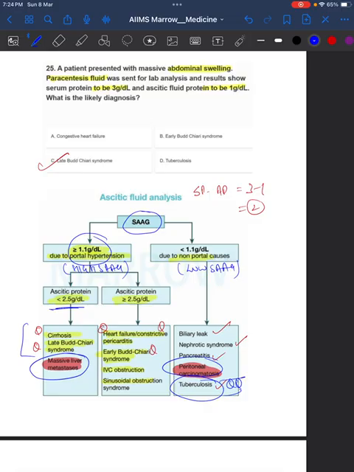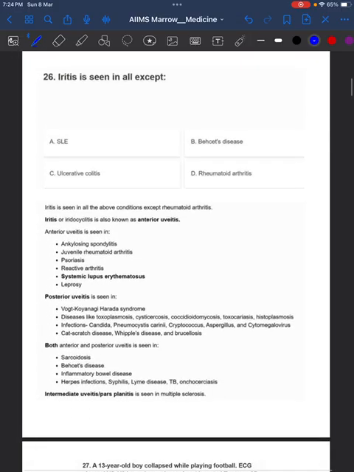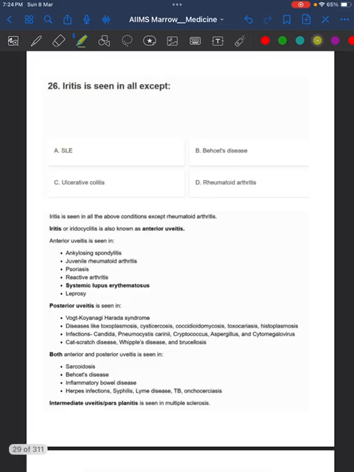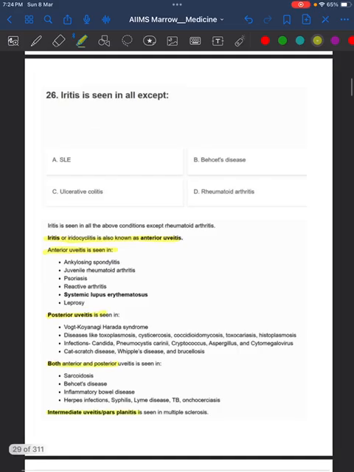Okay, that's all. Then coming to another question. This question is not of medicine, but still: iritis is seen in all except. So here I have this table from Marrow. Here you have to learn that iritis is also an anterior uveitis. We will be learning the four important points: anterior uveitis, posterior uveitis, both, and intermediate uveitis. I will tell you only the important examples which you should know.